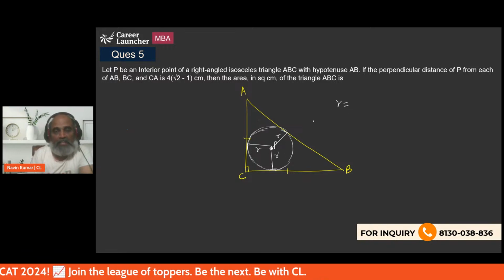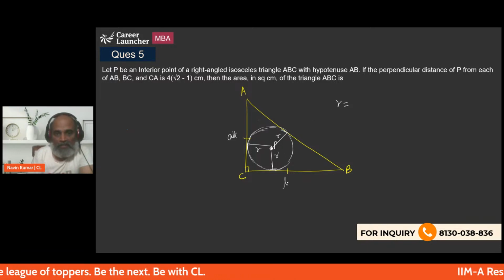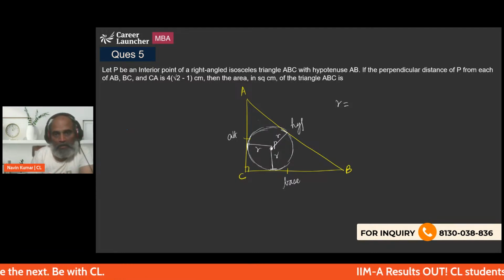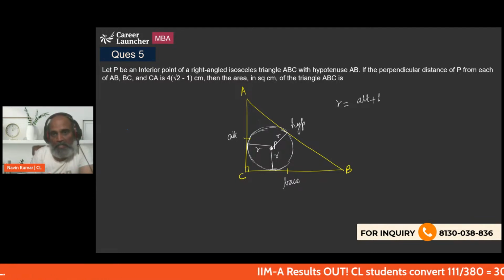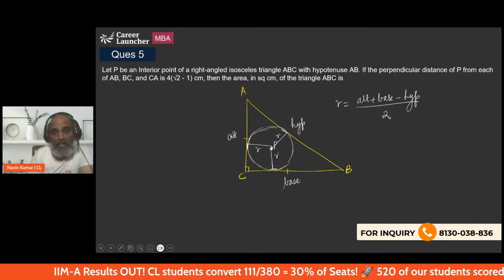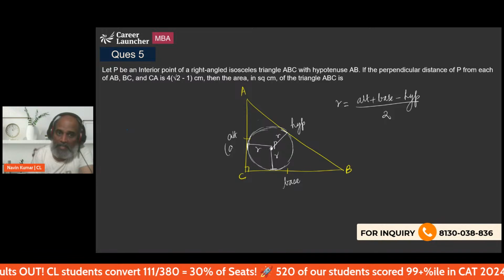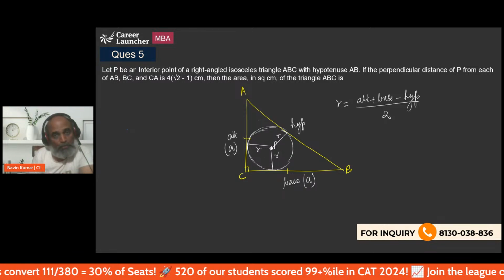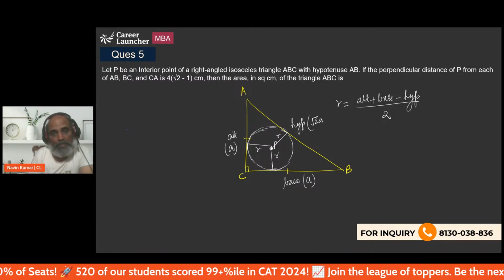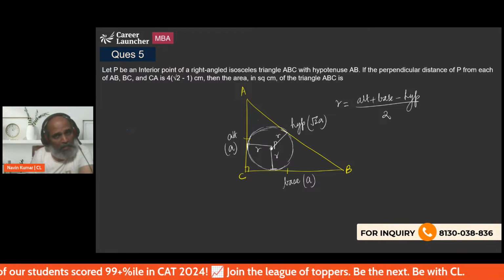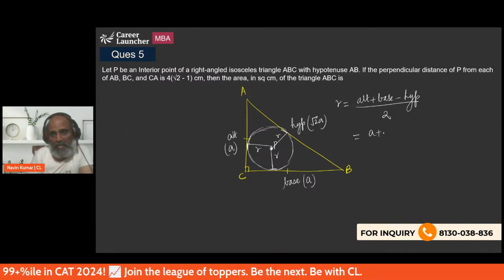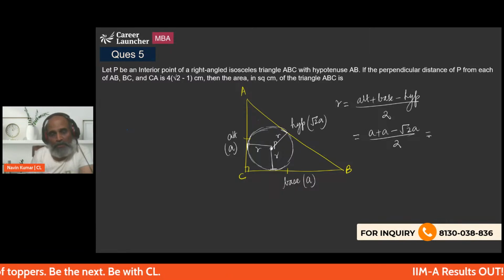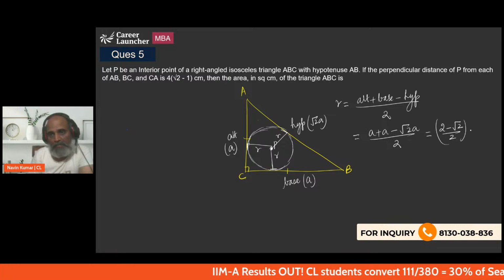The inradius of a right angle triangle is given as altitude plus base minus hypotenuse, the whole half. Now, since this is an isosceles right angle triangle, I can consider the altitude and base both to be small a, and the hypotenuse will turn out to be root 2a. If I put this in, it is going to be a plus a minus root 2a divided by 2, right? So this is going to give me (2 minus root 2) by 2 times a.